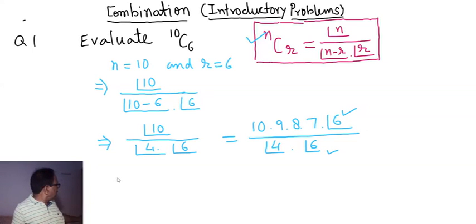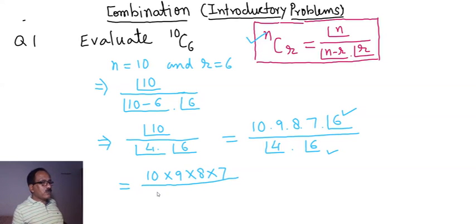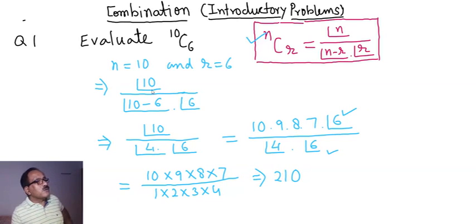Then we will have 10 into 9 into 8 into 7 upon factorial 4 means 1 into 2 into 3 into 4. When we will solve it, we will get 210. This is the basic problem for evaluating 10C6 by using this concept.